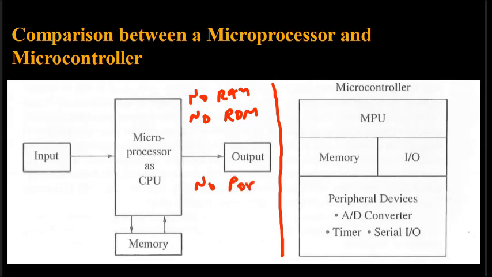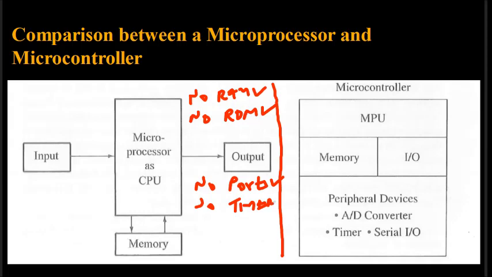Ports are used to connect the microprocessor to the external peripherals. So the microprocessor does not have any ports. We have to connect some extra circuits for getting RAM, ROM, and also for ports, and there are no internal timers either.